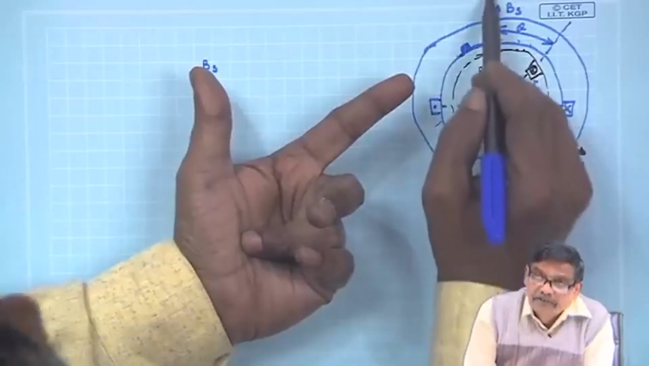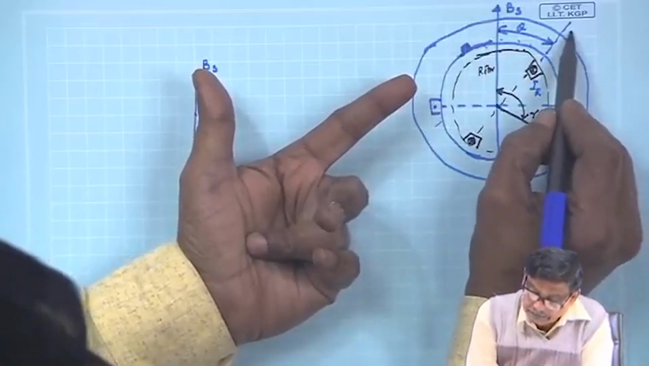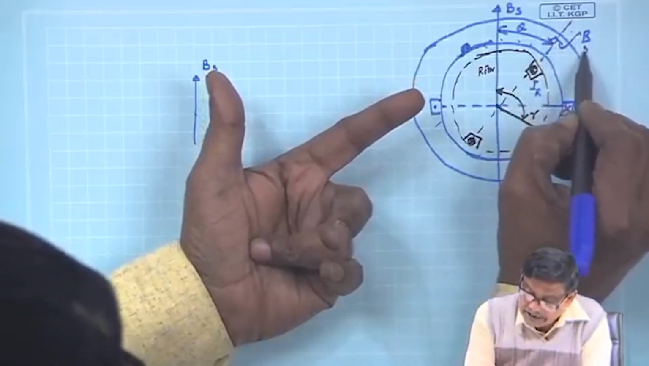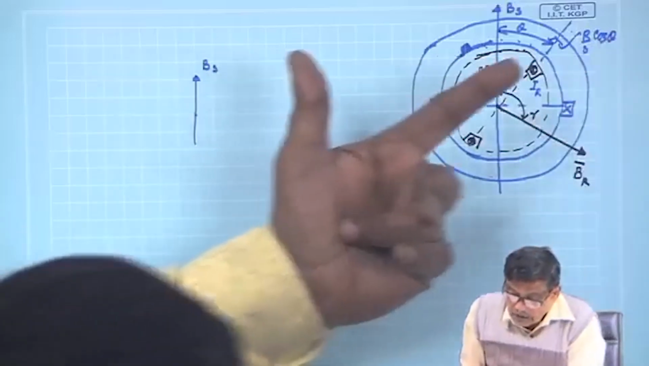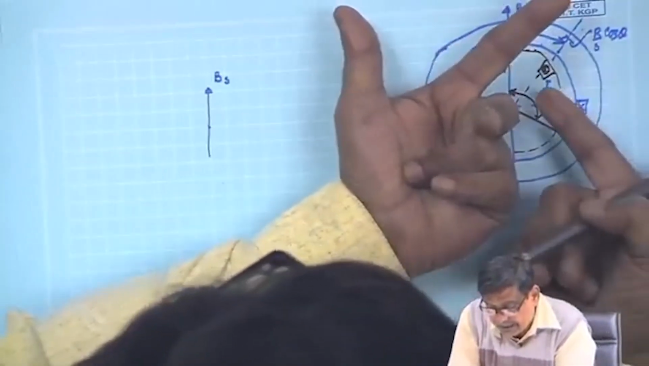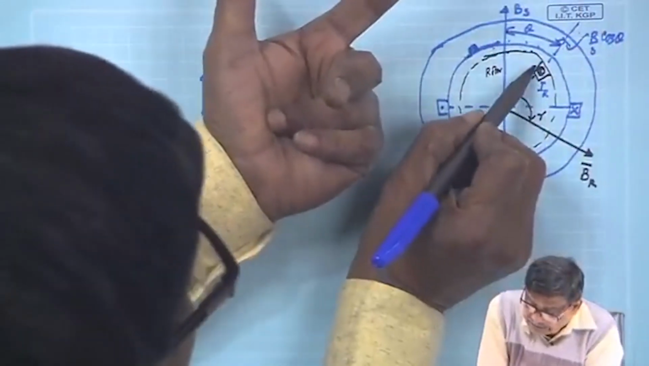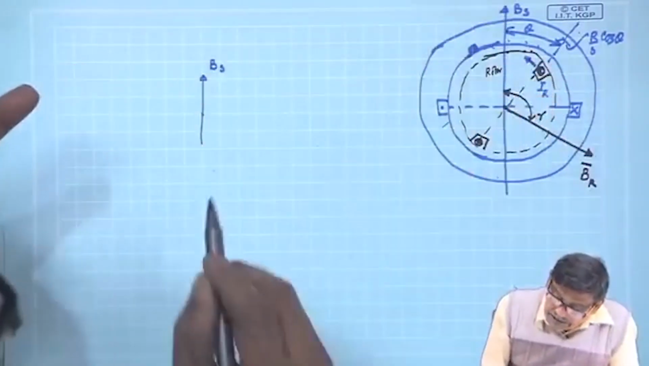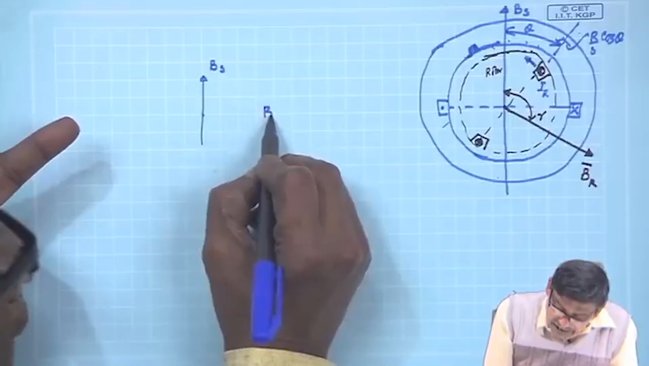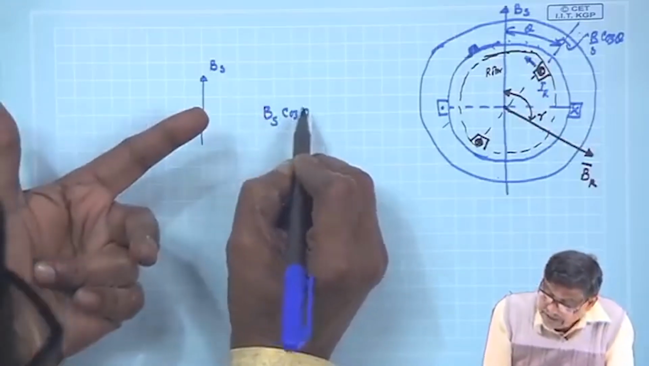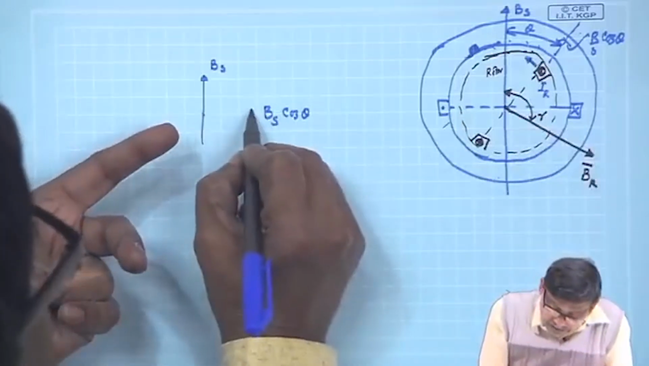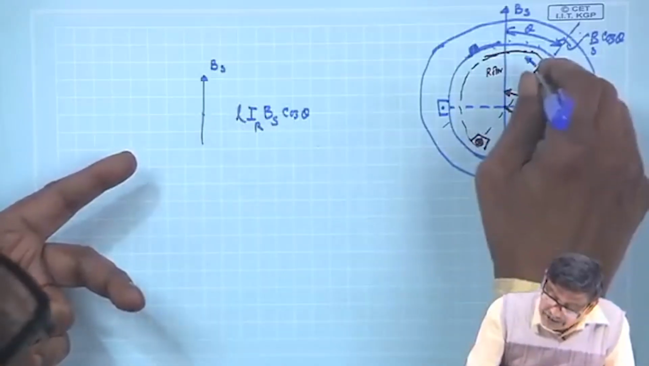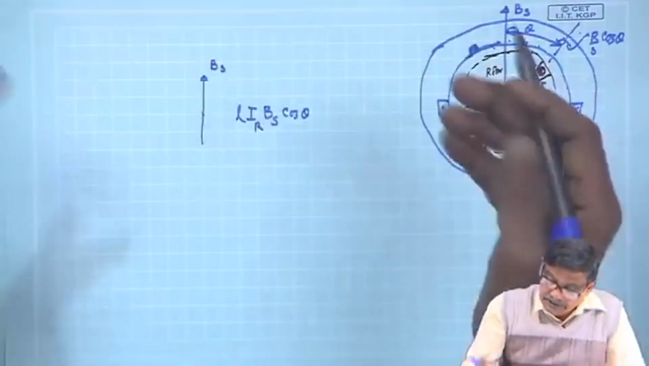If BS is the peak value, then BS cos theta is the component along this line. So, this B strength is BS cos theta, and IR is this current, and you can easily see the conductor will experience a force like this. What will be the magnitude of this force? It will be BIL, with BS cos theta, and IL is the rotor current IR into L. L is the effective length of the conductor, perpendicular to this direction, as we know.